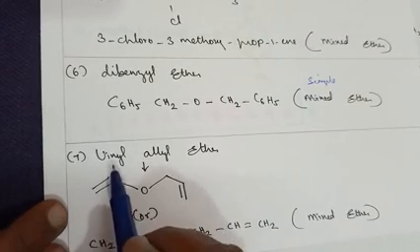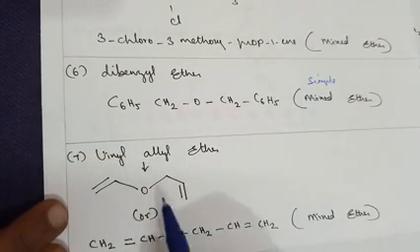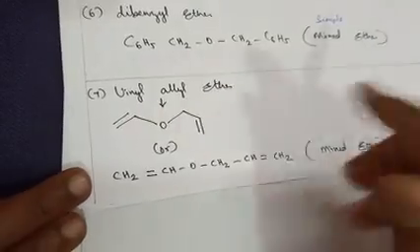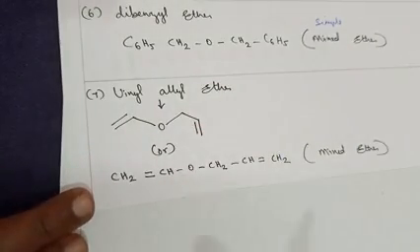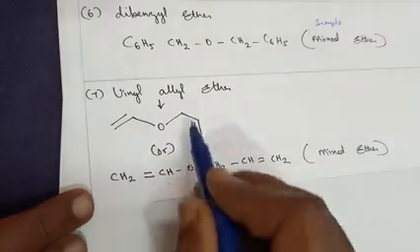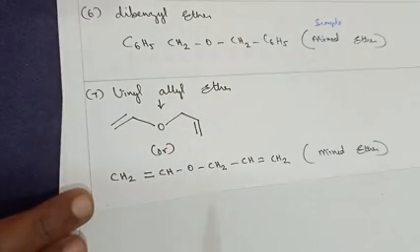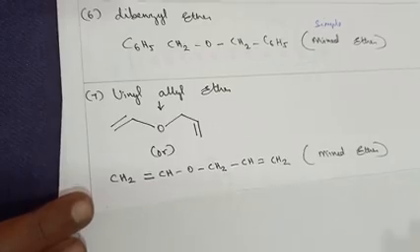The last question, vinyl allyl ether. You can represent it either in the form of a bond line structure or in the form of a CH2=CH structure. So this will be the structure of vinyl allyl ether. Here again it's a mixed category. On either side of the oxygen we do not have the same group.